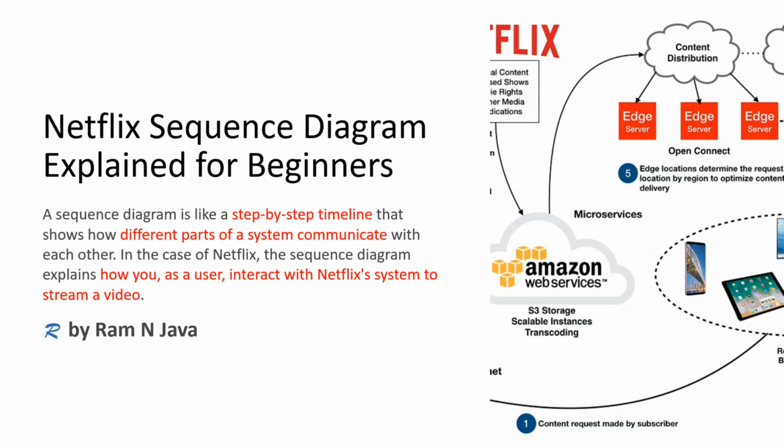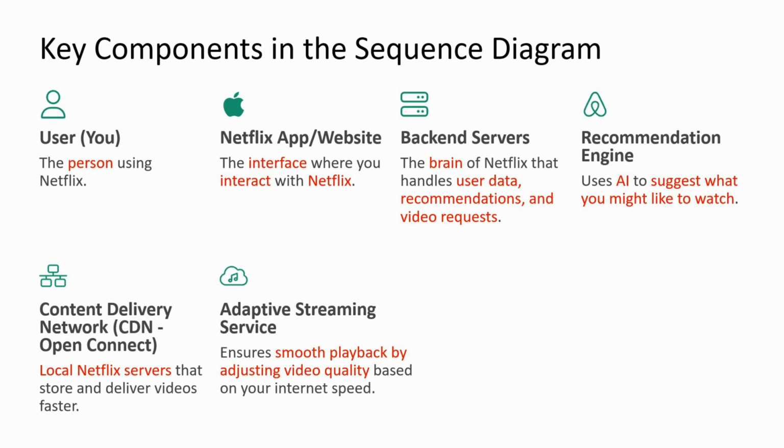In this video tutorial, I will explain the Netflix sequence diagram. A sequence diagram is like a step-by-step timeline that shows how different parts of the system communicate with each other. In the case of Netflix, the sequence diagram explains how you as a user interact with the Netflix system to stream a video. What are the key components in the sequence diagram?